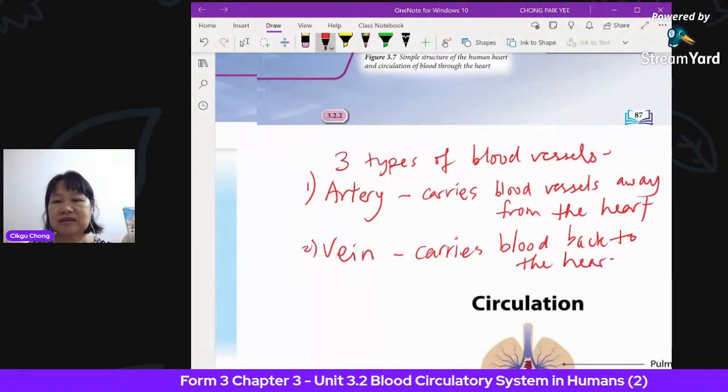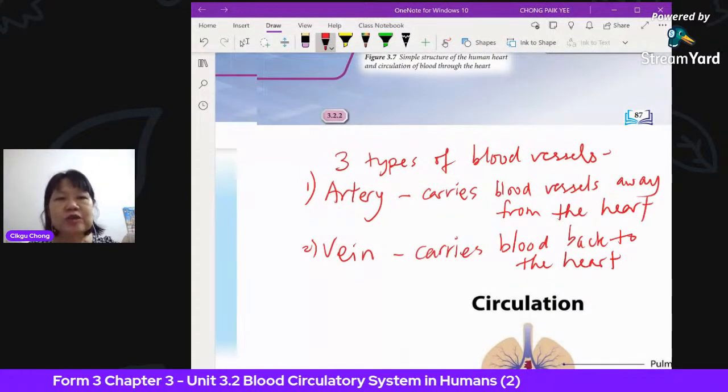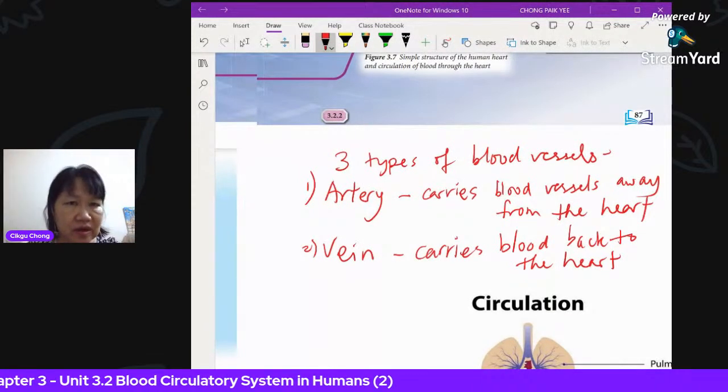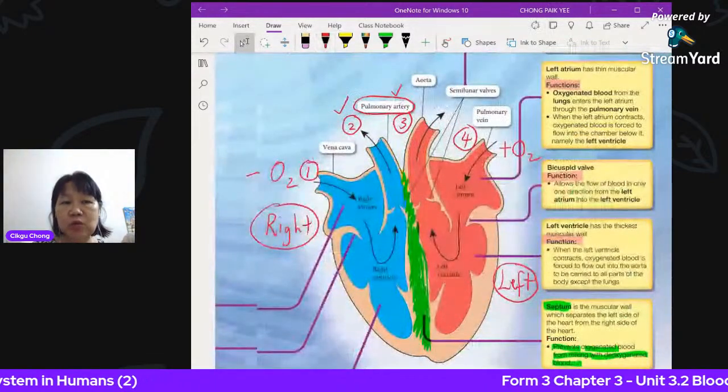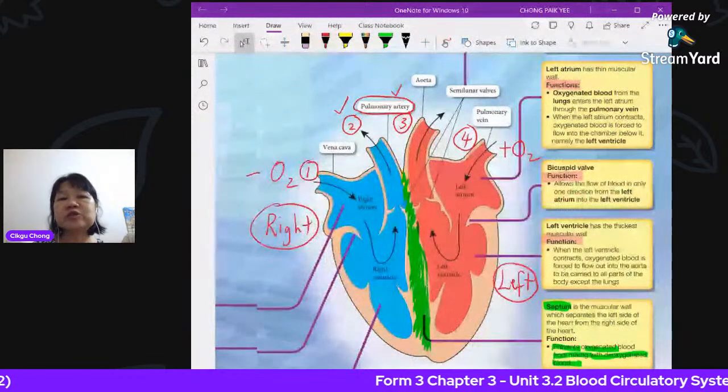Okay? Carries blood back to the heart. So now, if you look at this diagram here, which one will be considered a vein? Which one? 1, 2, 3, or 4? Which one is considered a vein here?